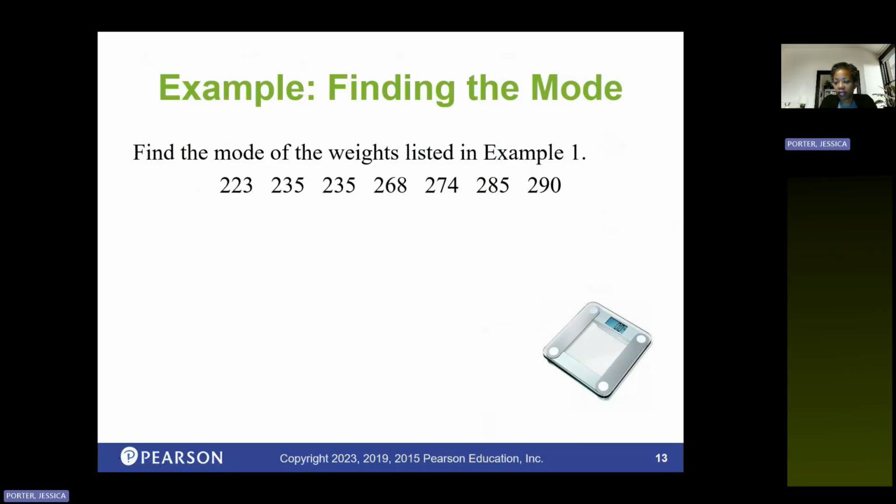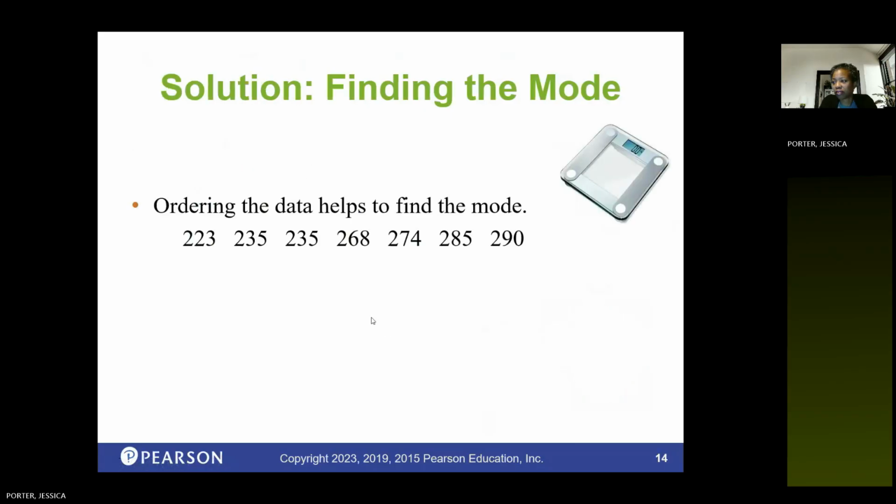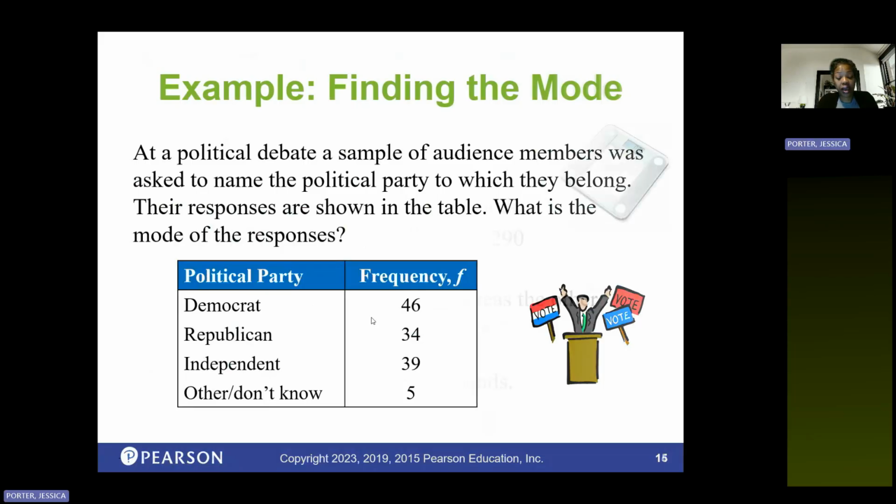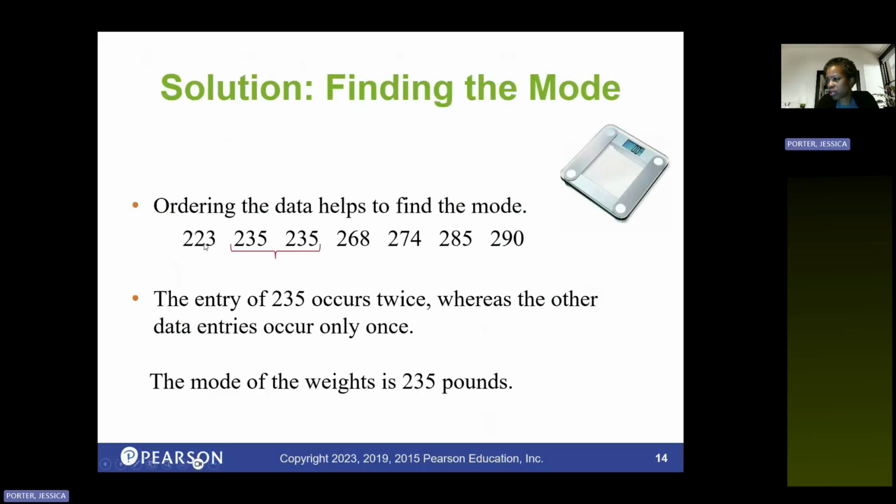Yeah, you got it. 235. Okay. So now let's take this back to StatCrunch. 1, 2, 3, 4, 5, 6, 7.